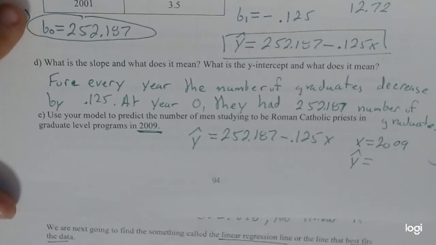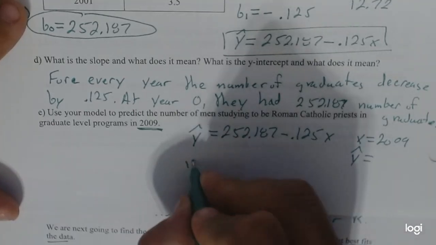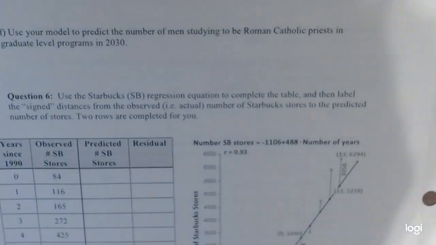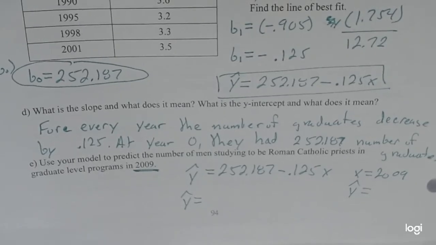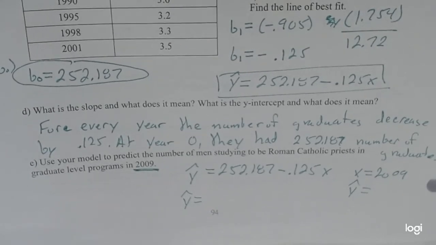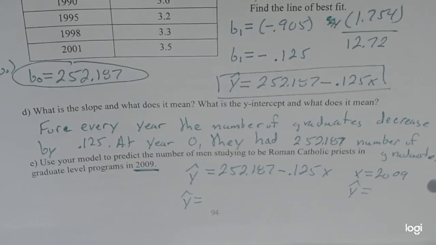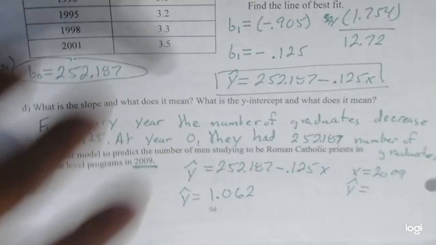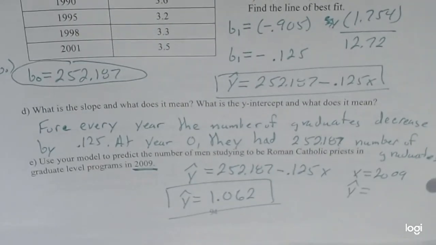So now this is a basic algebra problem. Plug and chug. Plug in 2009 into the equation and see what we get out. So let's see what we get. So 252.187 minus 0.25 times 2009 gives us approximately 1.062 thousand graduates in this case. And that's how we do predictions. You literally just plug in the x value and see what we get out for the y value.